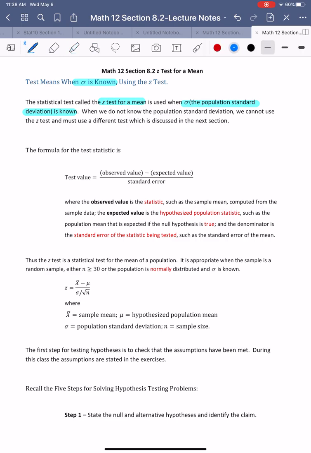Okay, the formula for the test statistic. We take the observed value and subtract the expected value, where the observed value is a statistic, such as a sample mean, computed from the sample data, and the expected value is the hypothesized population statistic, such as the population mean, expected if the null hypothesis is true. The denominator is the standard error of the statistic being tested, such as the standard error of the mean.